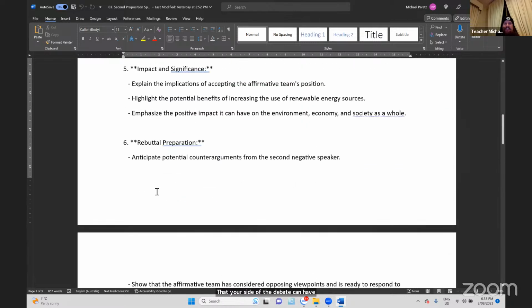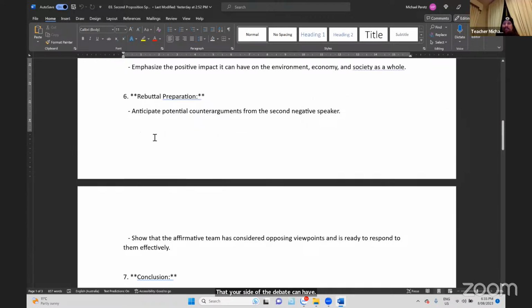Again, we want to prepare for more rebuttals from the opposition team. So we want to consider more arguments that they may use against us and try and shut them down before they have the chance to make those arguments.